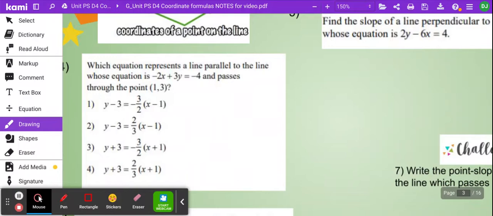So let's look at number 4. Again, it's which equation represents a line parallel. So that means they have to have the same slope. But then there's a little additional information. It has to pass through this point. So now notice I'm dealing with point slope form, because all the multiple choice are in this point slope form.